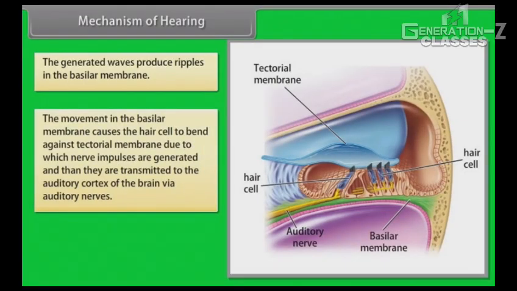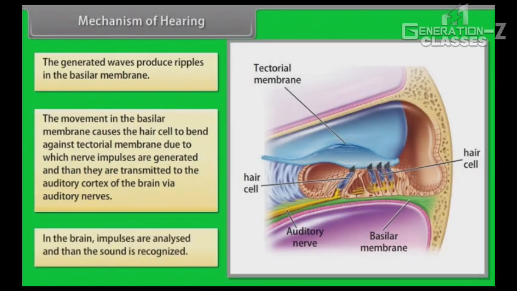The movement in the basilar membrane causes the hair cells to bend against the tectorial membrane, due to which nerve impulses are generated and transmitted to the auditory cortex of the brain via auditory nerves. In the brain, impulses are analyzed and then the sound is recognized.